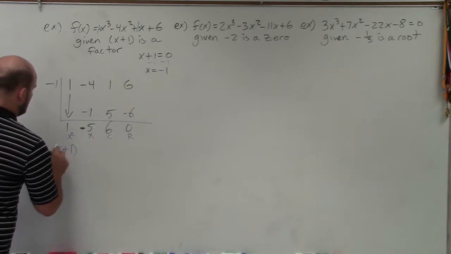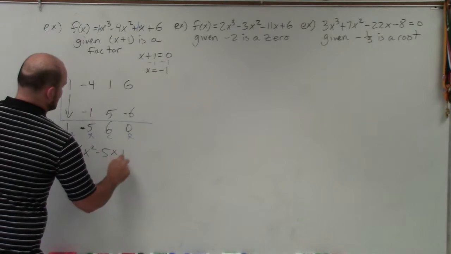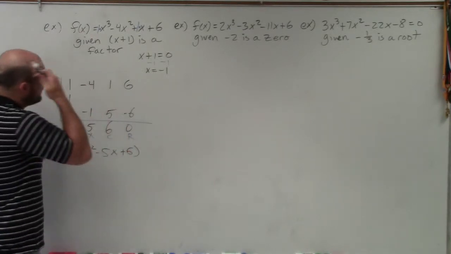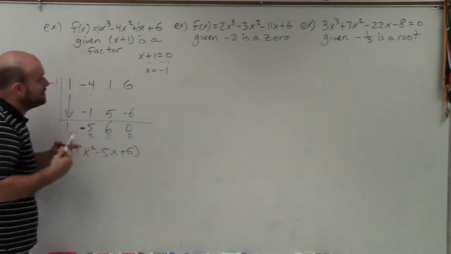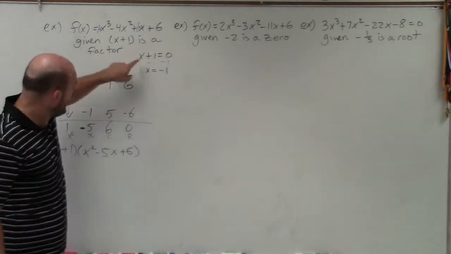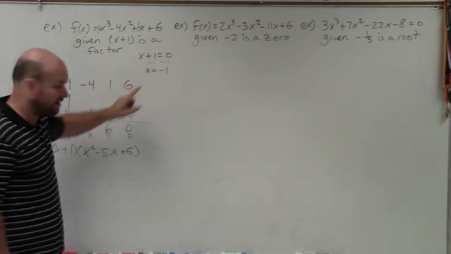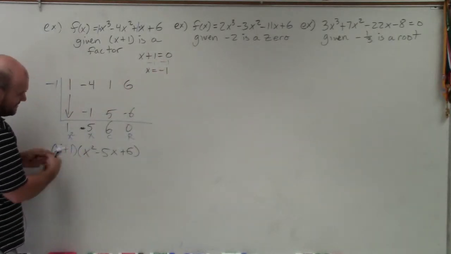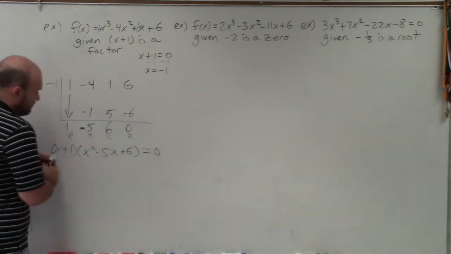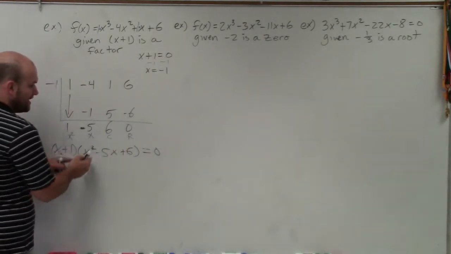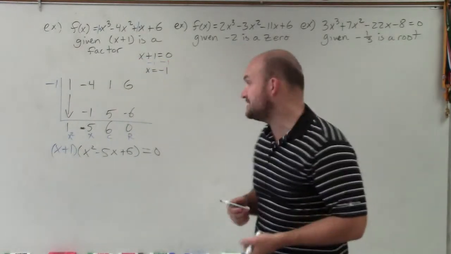x plus 1 times x squared minus 5x plus 6. Now, this times this gives you that. Again, what we're trying to do is find all the solutions. So I set this factor equal to 0 to find the 0, and that was easy. Now I want to set both of these equal to 0 so I can solve. But here I have a quadratic.